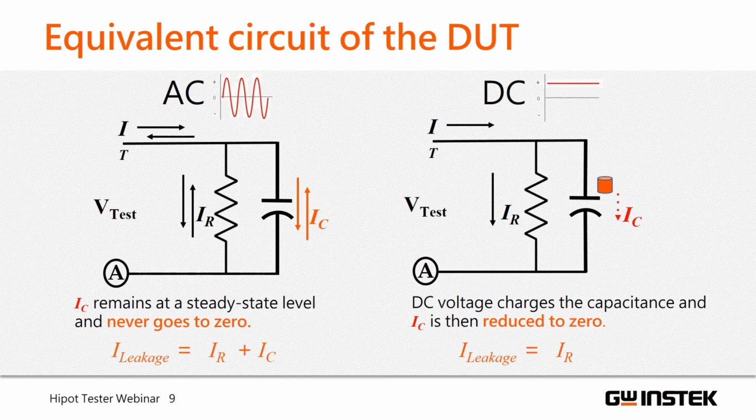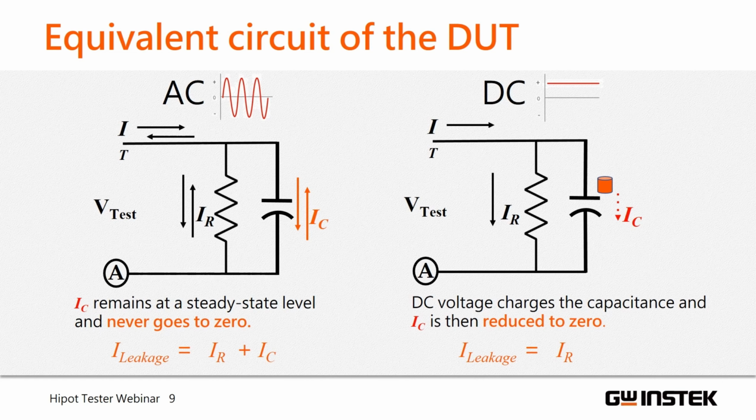Left figure shows the AC voltage mode. If we apply AC voltage, since the polarity of the test voltage is switching constantly by 60 Hz or 50 Hz, the capacitive current IC remains at a steady state level and never goes to zero during the test. Because the capacitor never becomes fully saturated, the current is allowed to flow back and forth constantly without blocking. It means the leakage current is equal to the sum of resistive current IR and capacitive current IC.